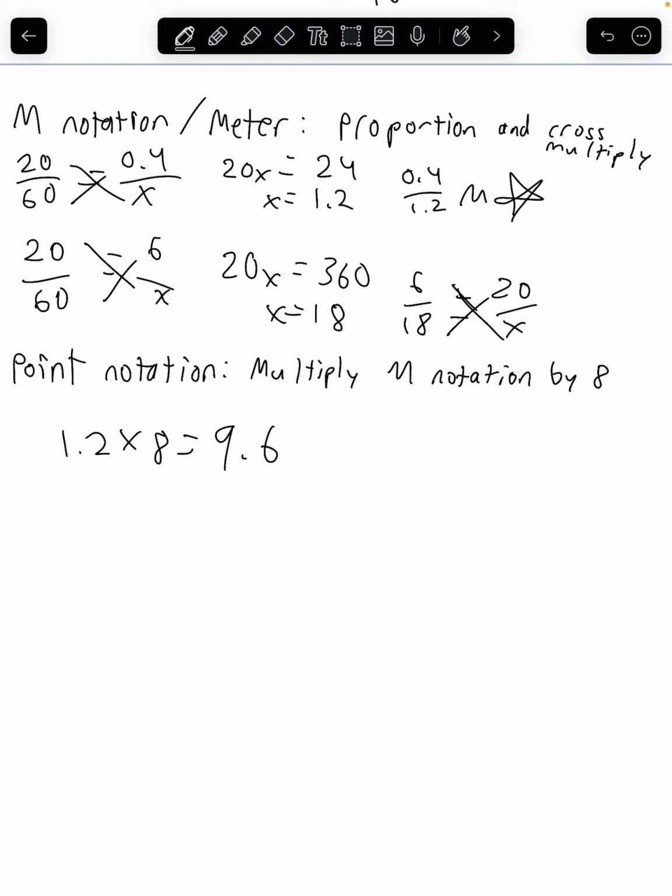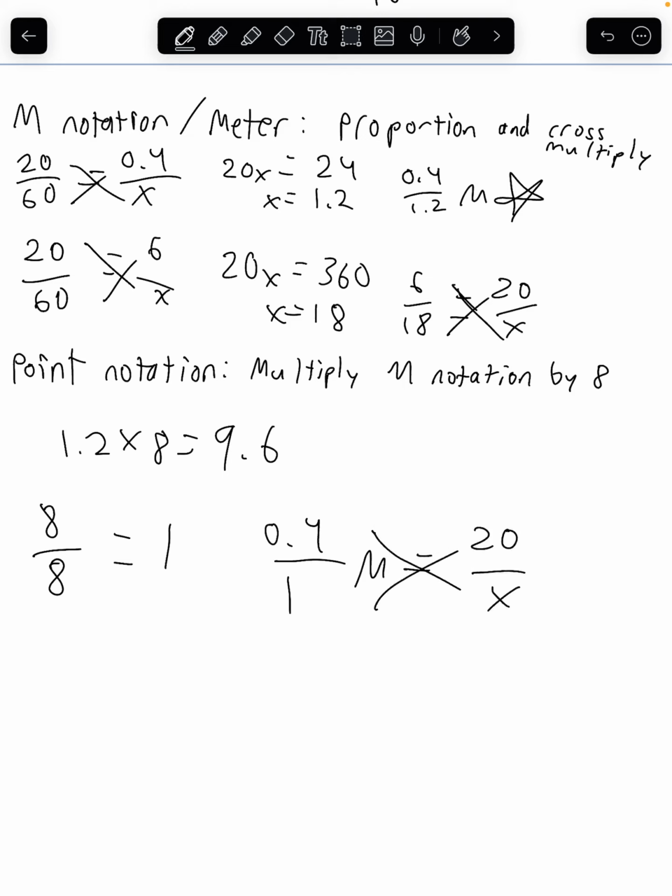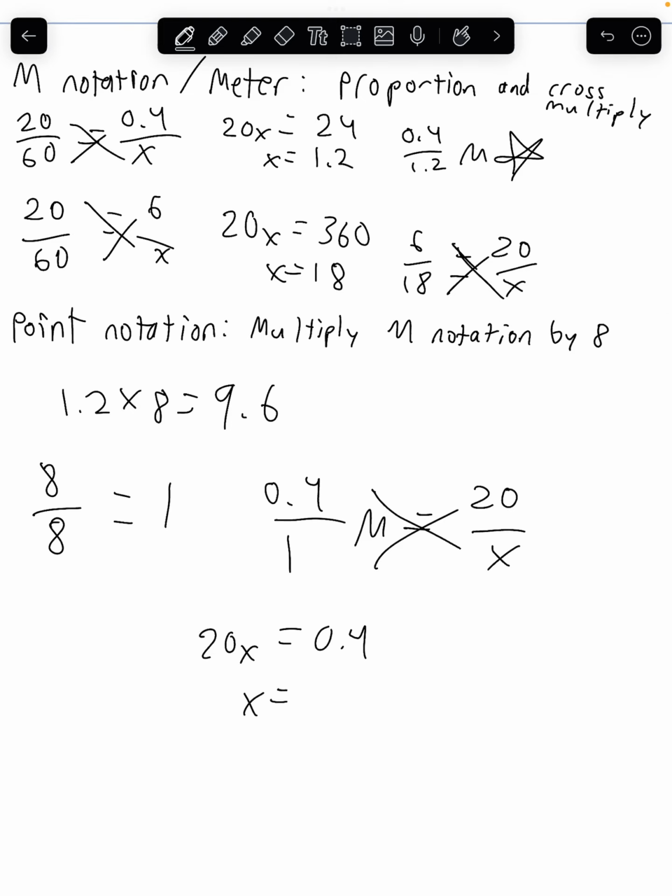If you want to go from point notation back to 20/20, you take the point value, divide it by 8, and then set up a proportion. So when you divide it by 8, you end up back at M notation, and then you set up a proportion to go back to 20/20. So let's say I give you 0.8 point. We divide that by 8, and we get 0.1. So we have 0.4 over 1 m, and then that equals 20 over x. If we cross multiply, 0.4x equals 20, so x equals 50. So that would be 20/50.